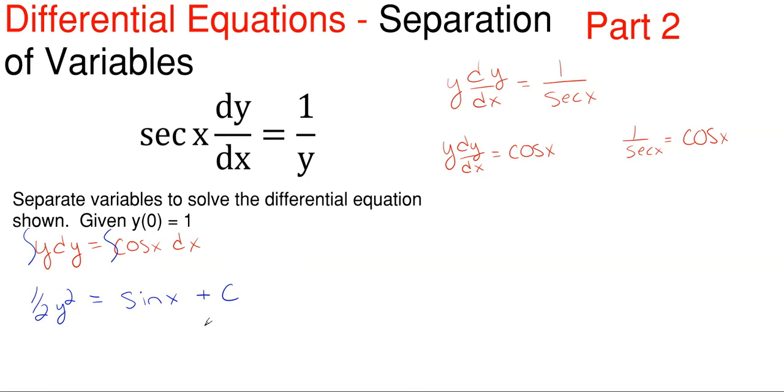So the next step would be to get y by itself so that you have an equation that states y is equal to something in terms of x. So taking the 1/2 over, multiplying everything by 2, and then taking the square root of everything, we get y by itself in this form. So the equation of y is equal to the square root of 2 times the sine of x plus our constant.